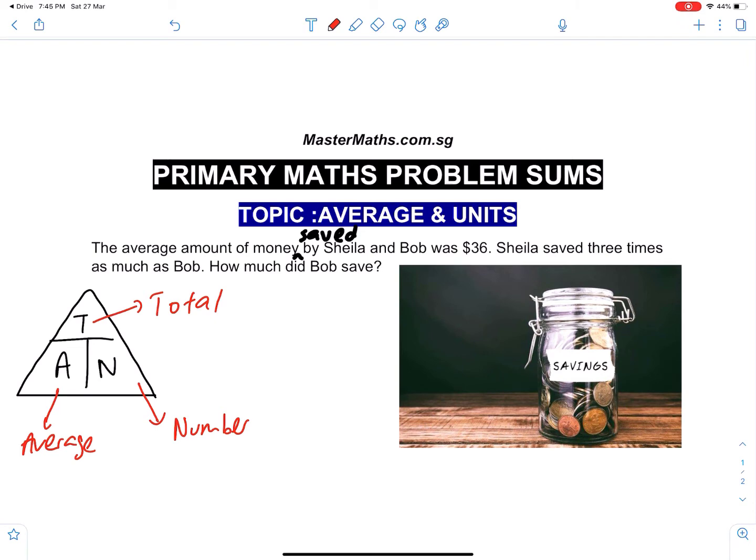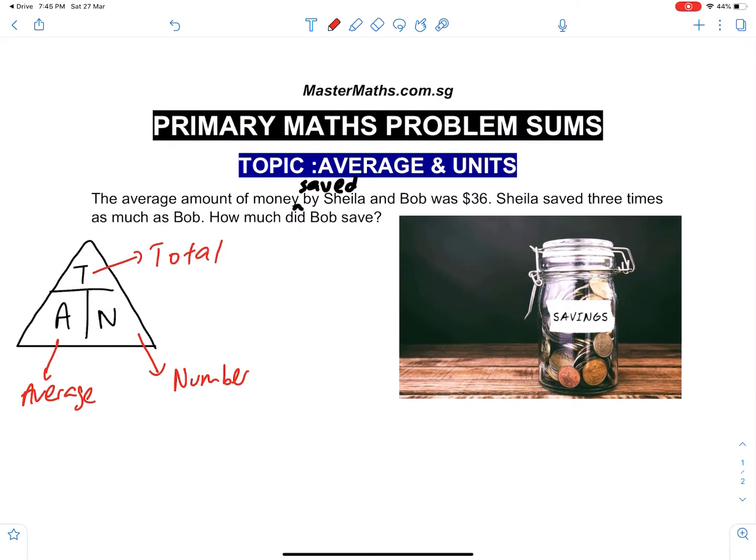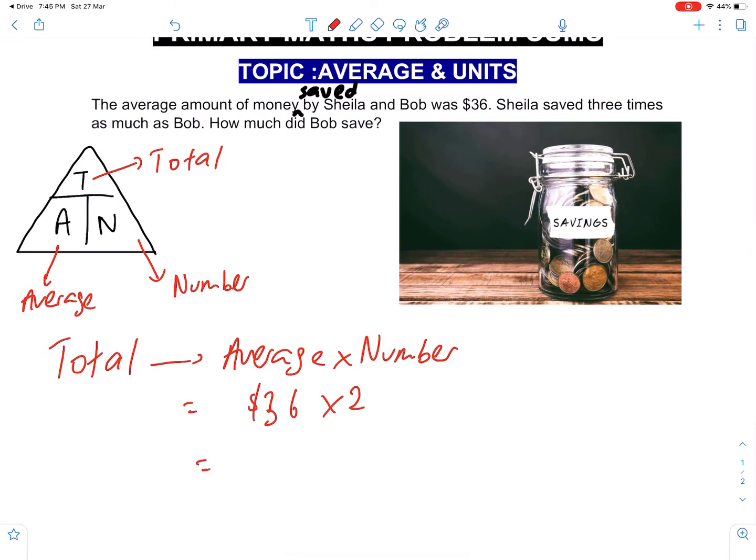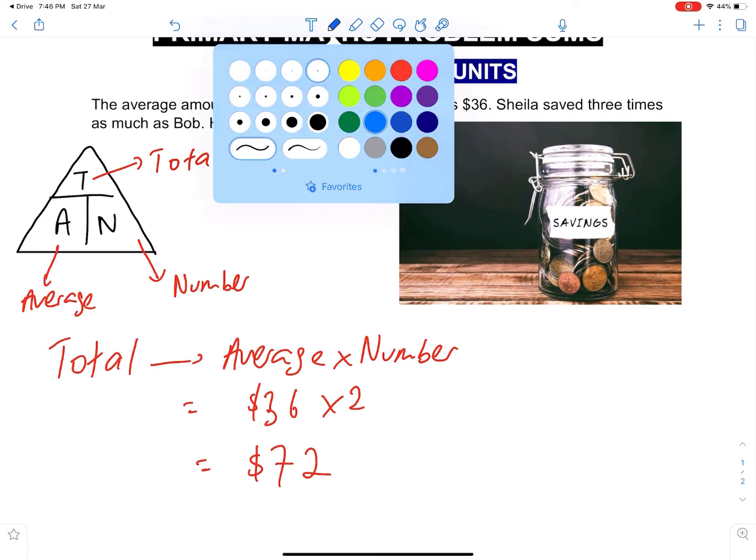Average is $36, and immediately, my friends, we can proceed to find the total amount of money, which will be the average amount multiplied by the number of people. Alright, so this will just be $36 times 2. Total amount is $72. Now this $72 is for both Bob and Sheila.